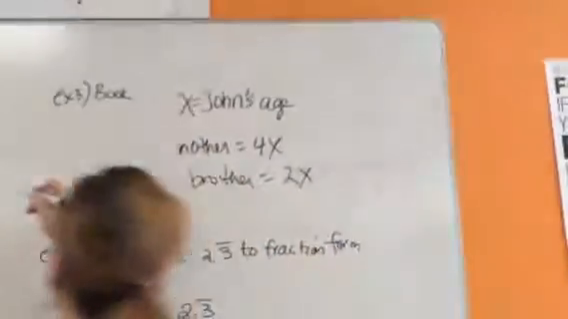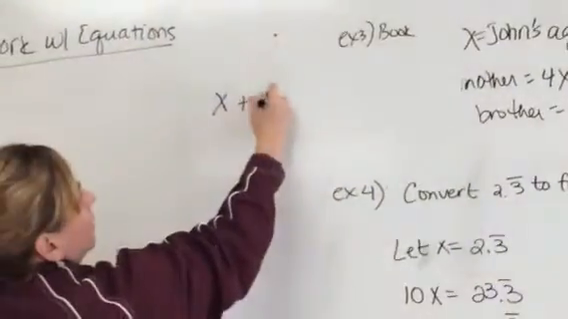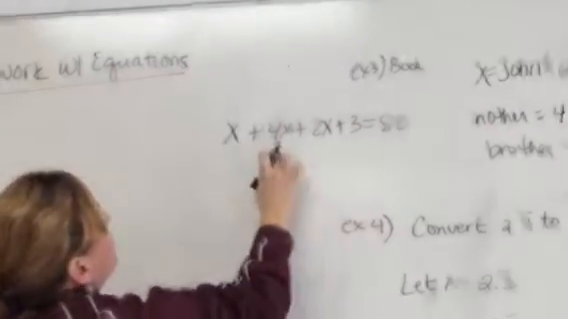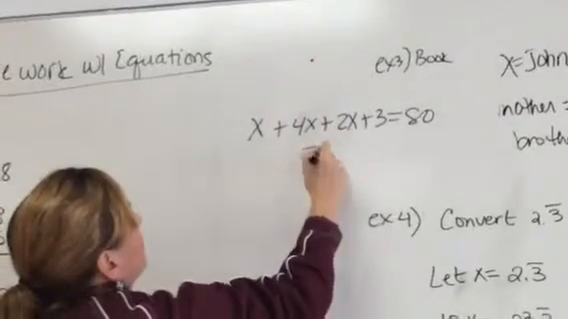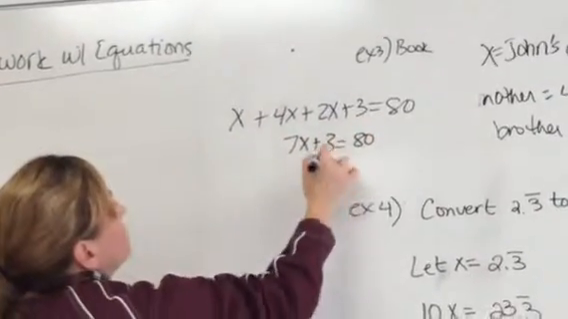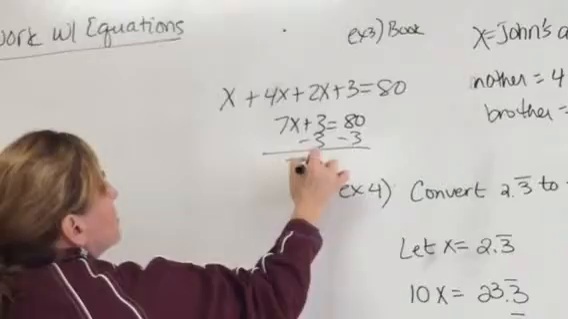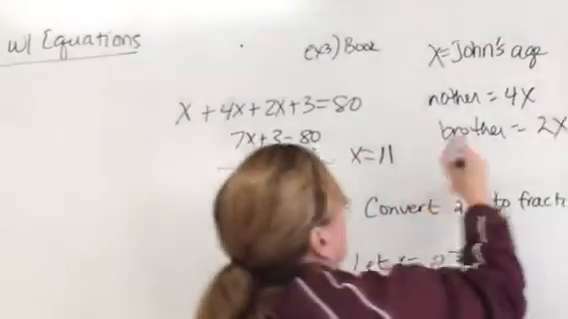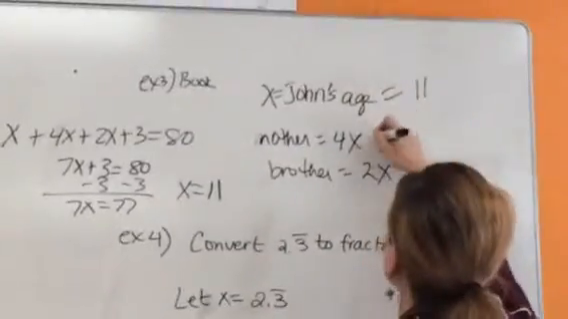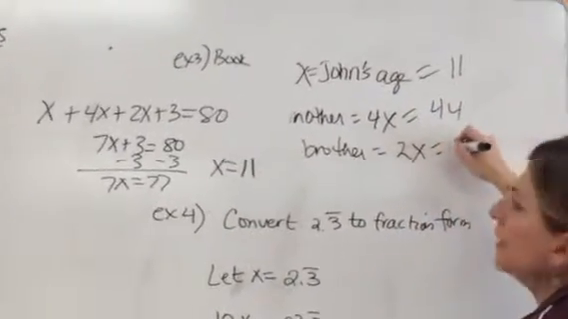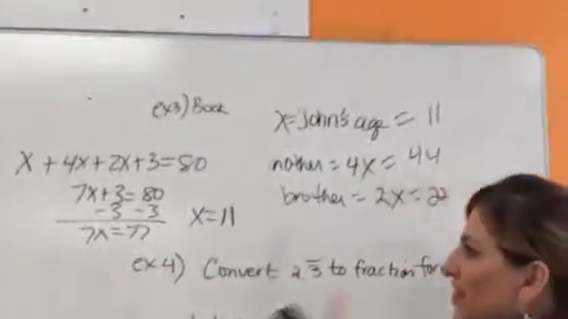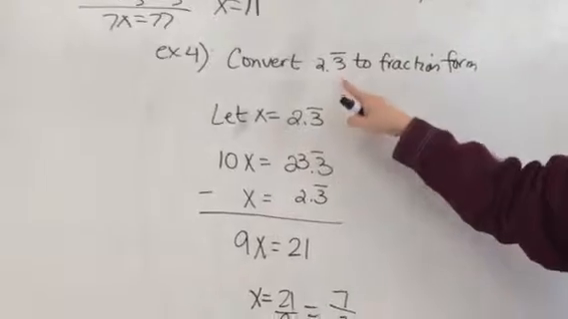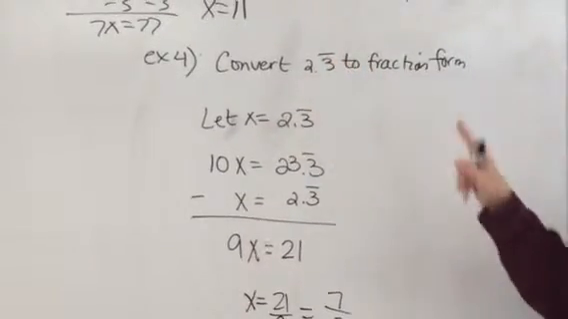So now add all 3. John plus his mother plus the brother plus 3 equals 80. 4, 5, 6, 7. 7x plus 3 equals 80. Subtract 3, that's the inverse. 7x equals 77. x equals 11. You actually have to go back up and say John's 11 years old, the mother is 44, and the brother is 22. All right.